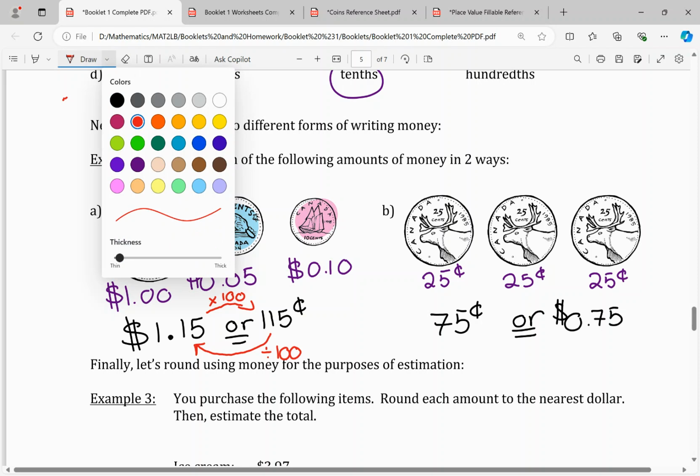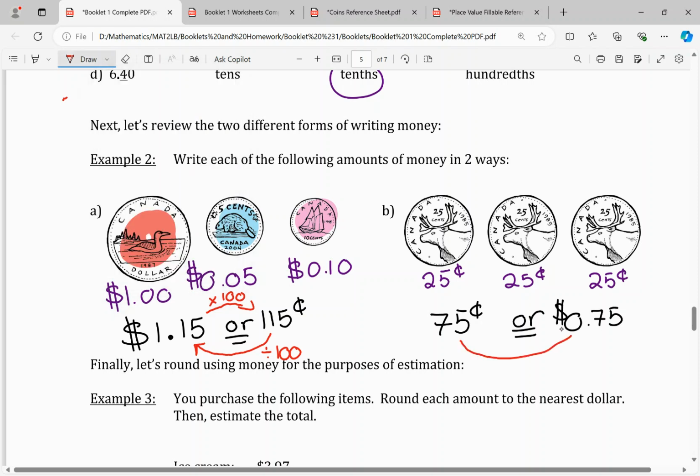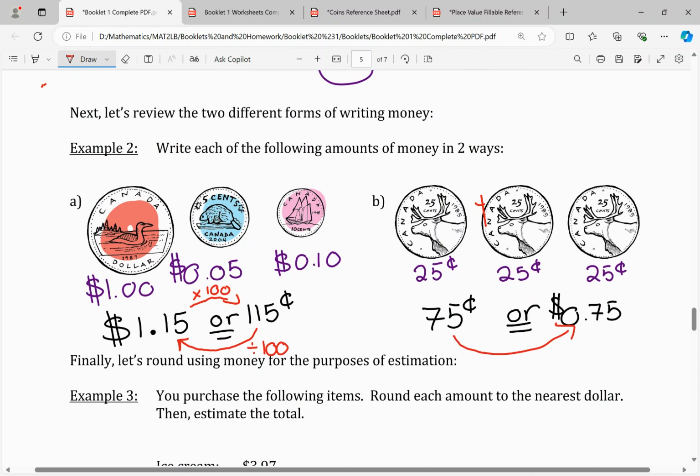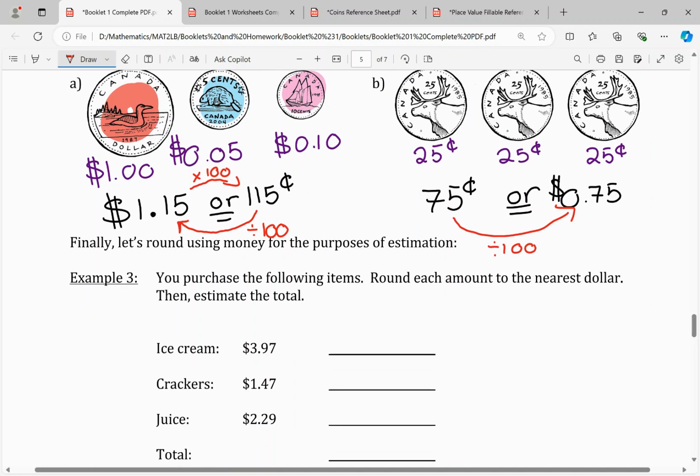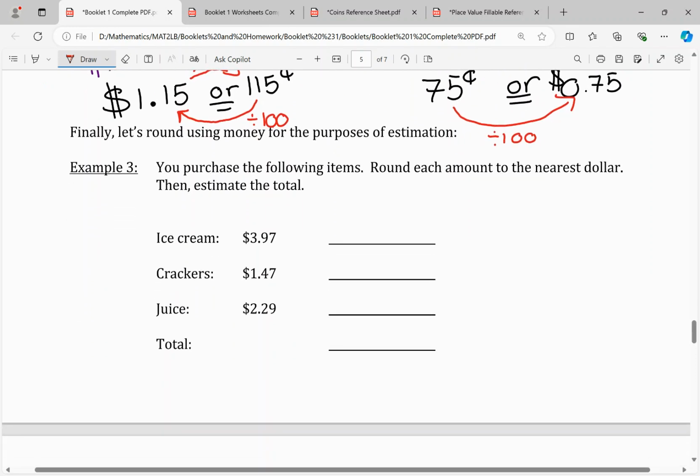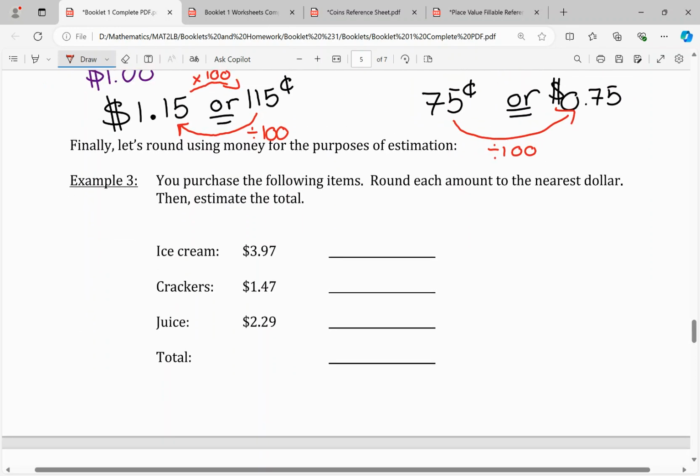I was able to do that because I remembered that in order to get from cents to dollars, I need to divide by 100. So that all should be a nice review of some of the lessons earlier in this booklet.